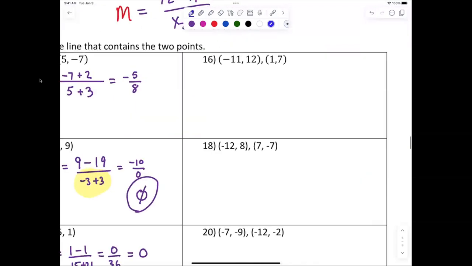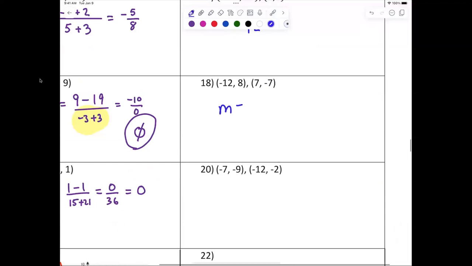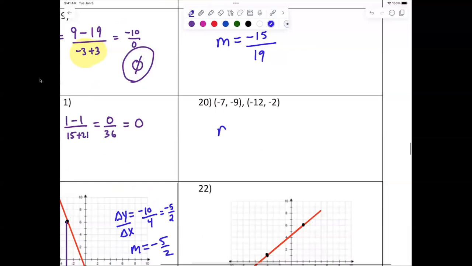Number 16, calculating the slope for 16, m is equal to -5 over 12. Anybody get that? Slope is -5/12. 18, slope equals -15 over 19. Anybody get that? 20, m equals -7 over 5. Anybody get that? Anybody have any problems with the slopes?